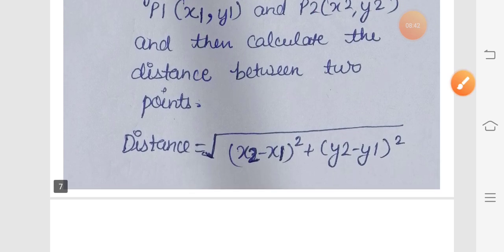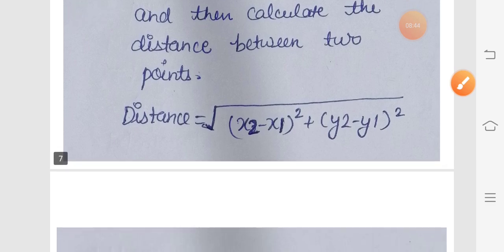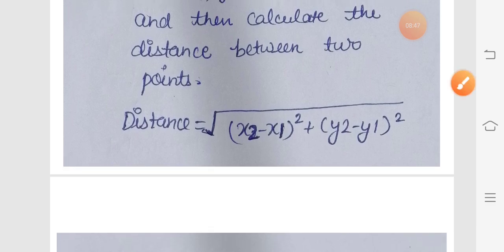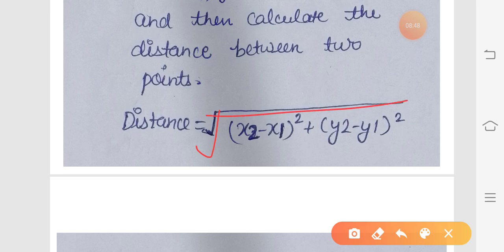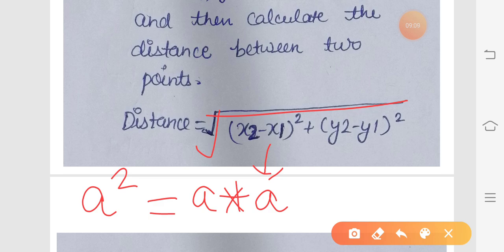Here is the formula to calculate distance. Formula is square root of (x2 minus x1) का whole square plus (y2 minus y1) का whole square. So firstly I would like to discuss how you will make the formula for this. So square, in maths you can directly write a square, but can you write it in Java? No, it's not allowed. So how will you write? A multiply by a, यानी कि a asterisk a.